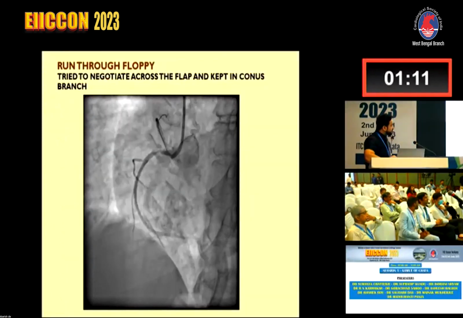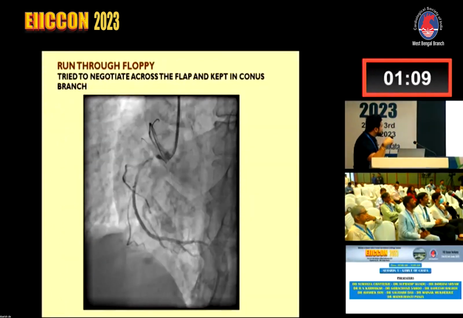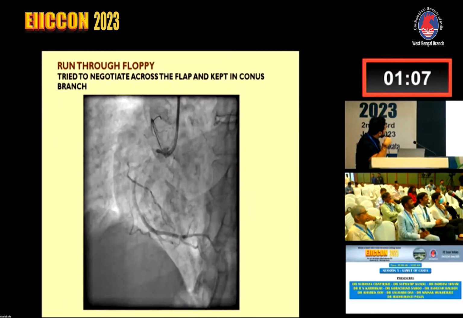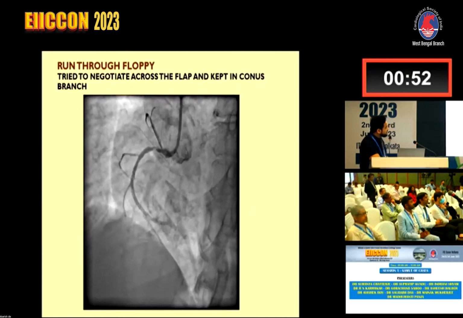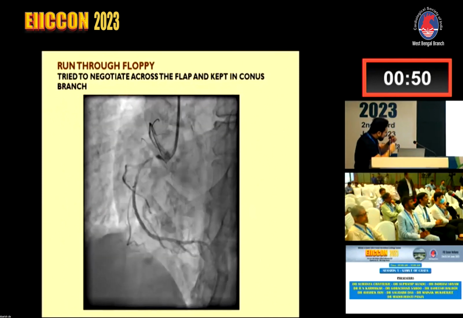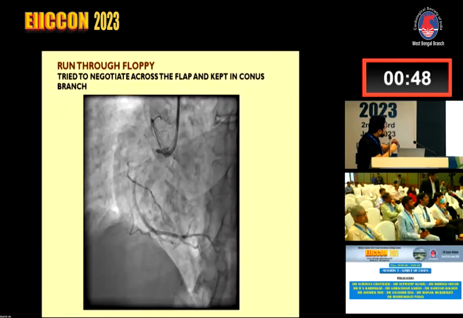Next attempt, we took the Runthrough Floppy wire. We tried to negotiate across the flap, with the same result. We could only enter into the conal branch. But what you can see over here, once we put the wire into the conal branch, we took a very low force scout, just to see what the extension of the dissection is.